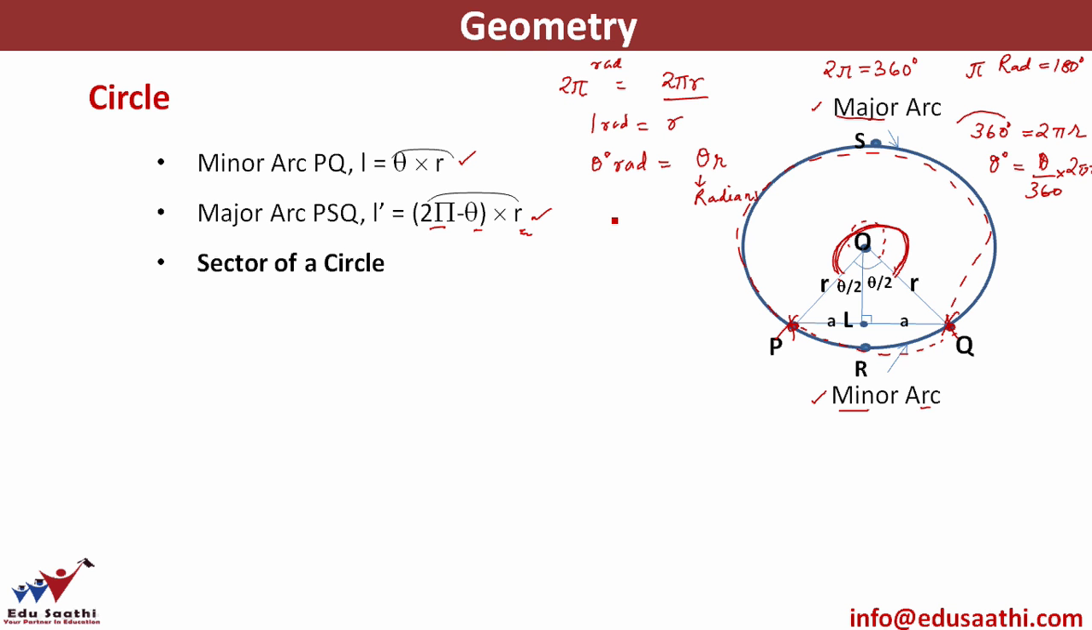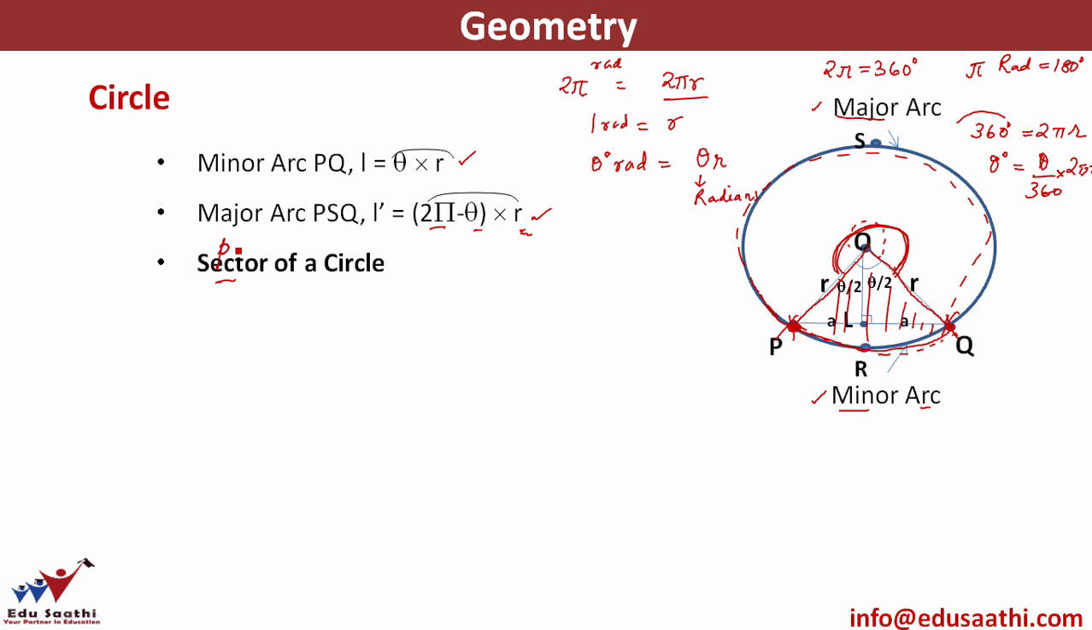The other thing that you should understand is the word sector of a circle. Now if I look at it, here PQ, I was talking about the arc. This was the minor arc and this was the major arc. Now if I join the two endpoints of the arc with the center of the circle, I get this total thing, which is POQ, which is like a part of the circle. This is what is known as sector of the circle.